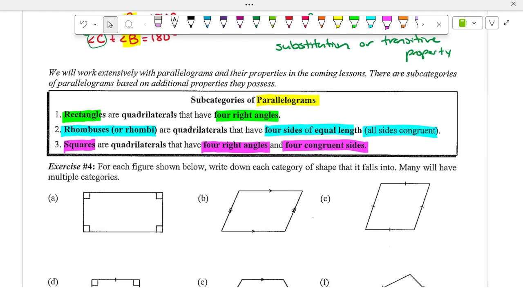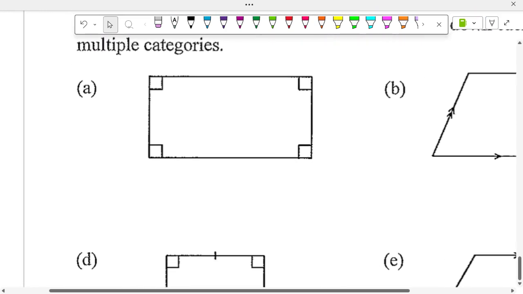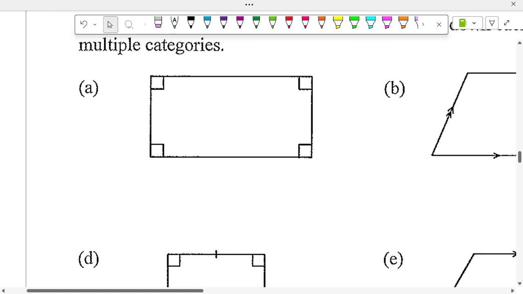So we are going to look at these shapes and name them based off of what we know. Only based off of what we know. All right? We can't make any other assumptions. So you can't just eyeball it. You've got to do it based off of what we know. So look at letter A. What do we know? We have 4 right angles. All right? So we can assume that this is a what? We can assume it's a rectangle.